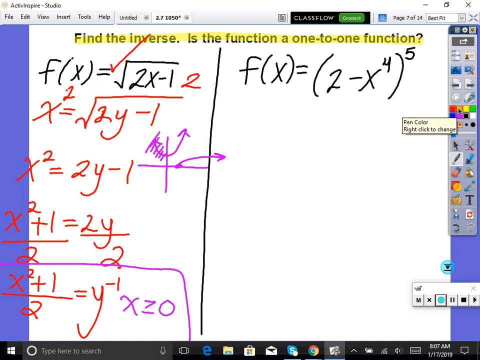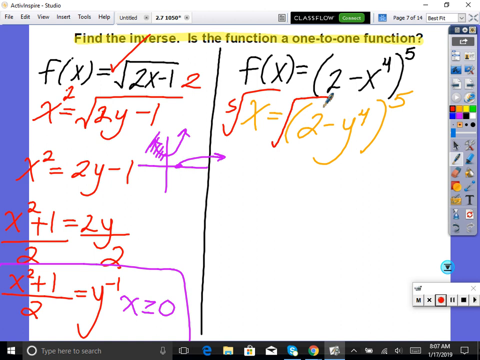Let's do this one. Switch x and y. So x is equal to, parentheses, 2 minus y to the 4th raised to the 5th power. First step. Yep, 5th root both sides. So now I have the 5th root of x equals, parentheses, 2 minus y to the 4th. Technically, I don't need my parentheses anymore. Okay, next step.